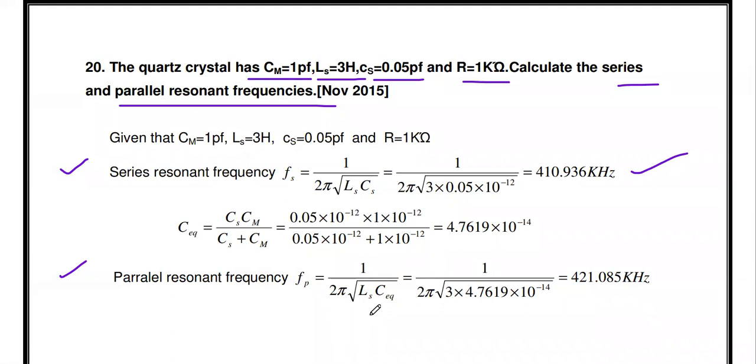1 by 2 pi square root of Ls into C equivalent. Here the C equivalent is the parallel combination of the series capacitor and the parallel mounting capacitor. The series capacitor is 0.05 pico, the mounting capacitor is 1 pico. So you just take the combination: 0.05 into 10 to the power minus 12 into 1 into 10 to the power minus 12 divided by the sum. You get 4.76 into 10 to the power minus 14. Substituting this value in our formula, we get 421.085 kilohertz. Okay, so this is the parallel resonating frequency of the crystal.